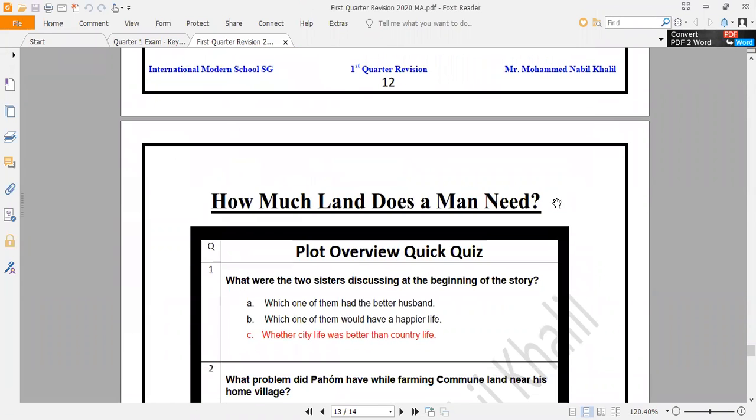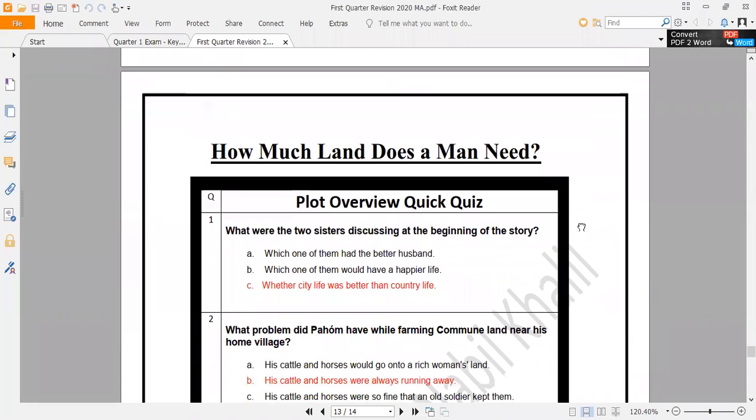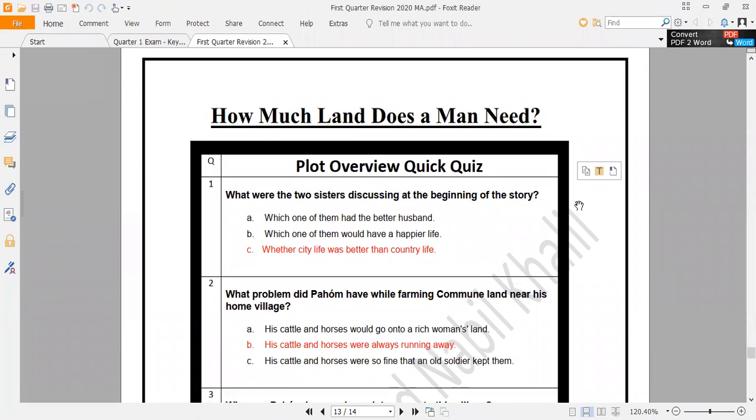So now let's move to How Much Land Does a Man Need? We know that there are four characters in this story: Pahom, his wife, and his wife's sister, so the two sisters. That's three, and the devil. These are the main characters of the story. So let's begin. What were the two sisters discussing at the beginning of the story? They were discussing, do you remember, whether life in the city was better than country life, right?